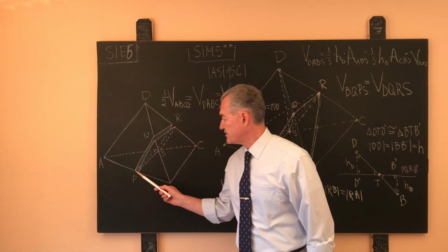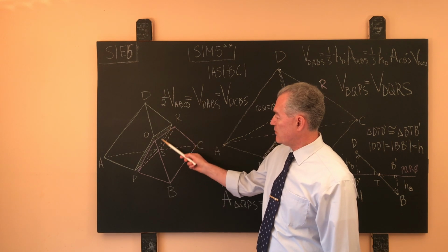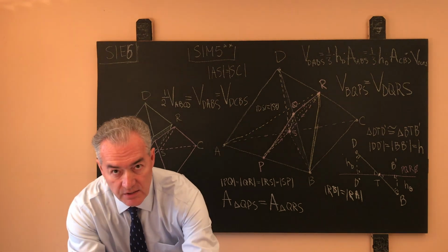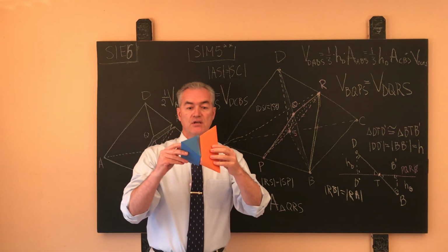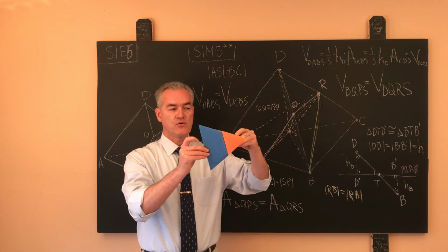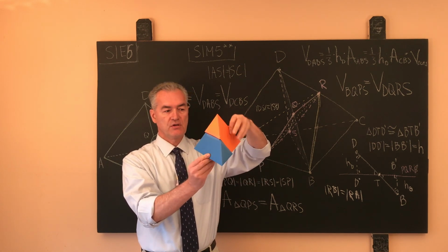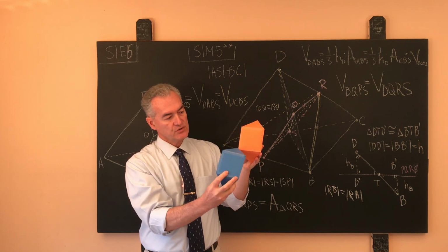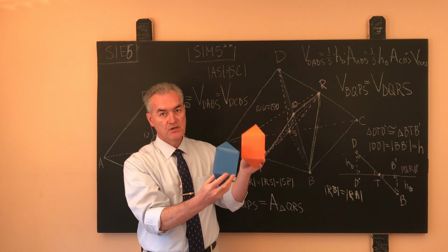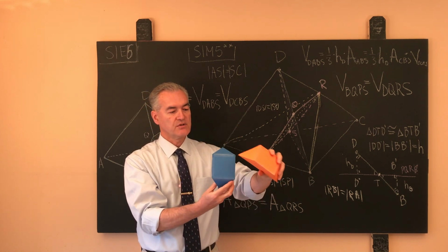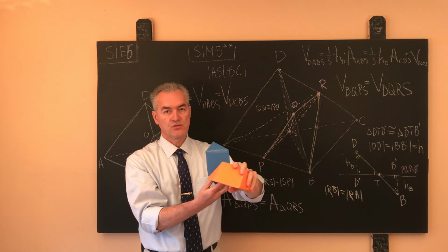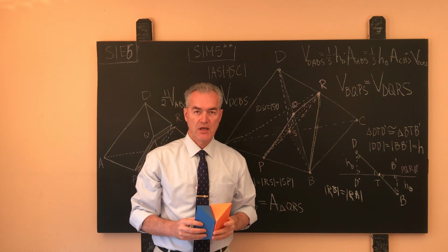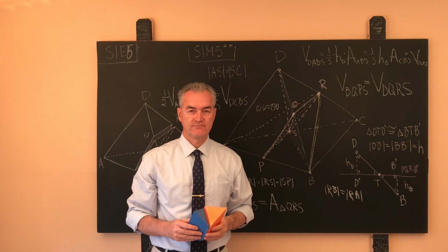In other words, this section right here is a perfect square, and as I have shown you with the simple models that I have, these two halves that form a regular tetrahedron are squares. In other words, this cross section here is a square, and this cross section right here is also a square, and our problem S1M5 is solved.